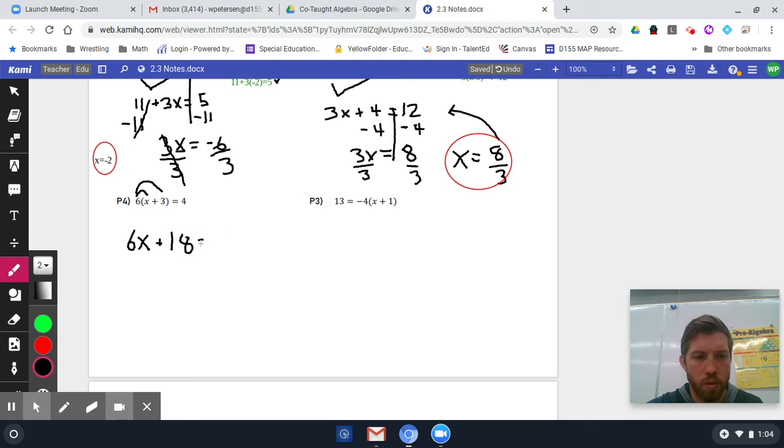Awesome, awesome. So now you guys have the hang of this for sure by now. We need to get our variable by itself. So what is the opposite of addition? The opposite of addition is subtraction. I'm going to subtract 18 from both sides. I notice that I'm subtracting a bigger number away from a smaller number, which means I'm going to end up with a negative. So we have 4 minus 18. 4 minus 18 is going to give you a negative 14. All right. And that we're going to set equal to 6x. Last but not least, divide by 6 on both sides.